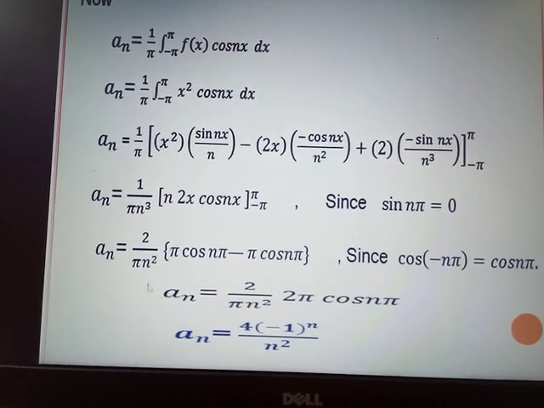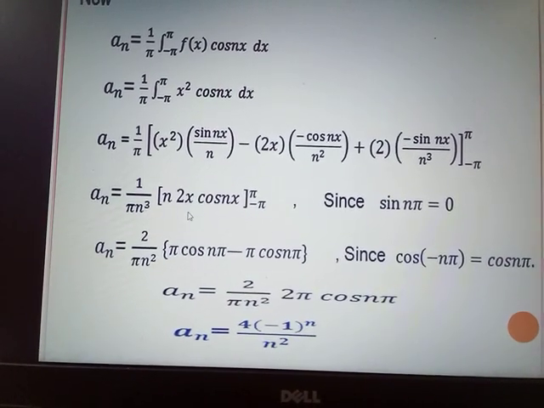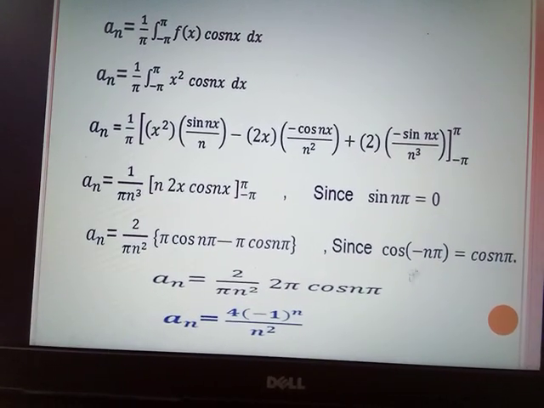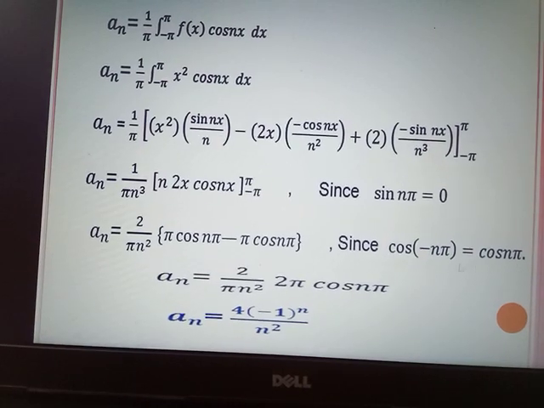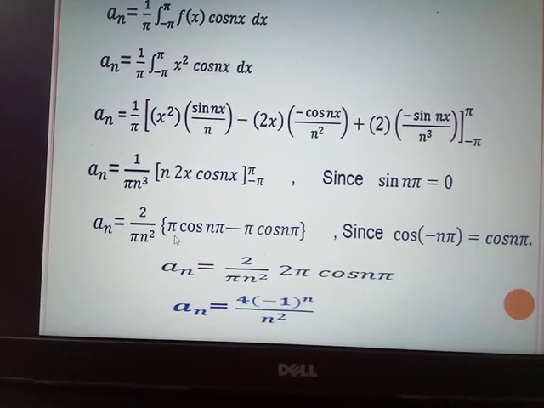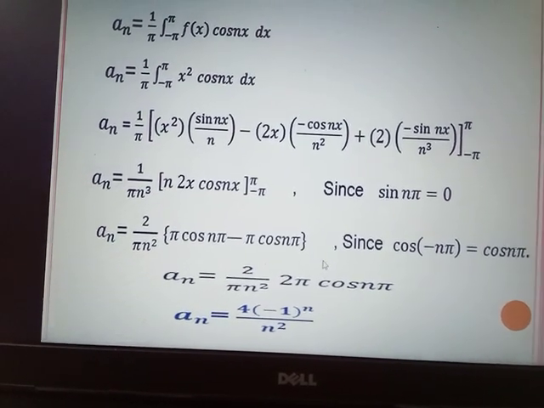Therefore, it will be 2 divided by pi n square. Apply the upper limit, it will be pi cos n pi minus, again, pi cos of minus n pi. We know that cos of minus theta is cos theta. Therefore, cos of minus n pi is equal to cos n pi. Therefore, it is pi cos n pi minus pi cos n pi.